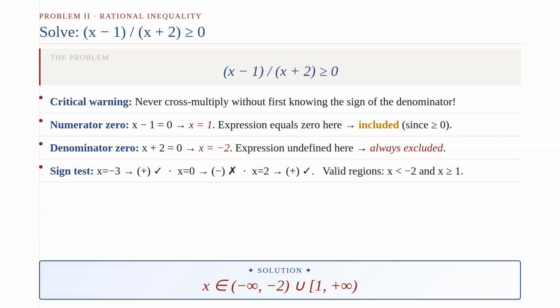Problem 2. A rational inequality. Critical warning: never cross multiply without knowing the sign of the denominator. The numerator is 0 at x equals 1. The expression equals 0 there, so it is included since our inequality is greater than or equal to 0. The denominator is 0 at x equals negative 2. The expression is undefined there, always excluded. Testing signs confirms x less than negative 2 and x greater than or equal to 1 both satisfy the inequality.